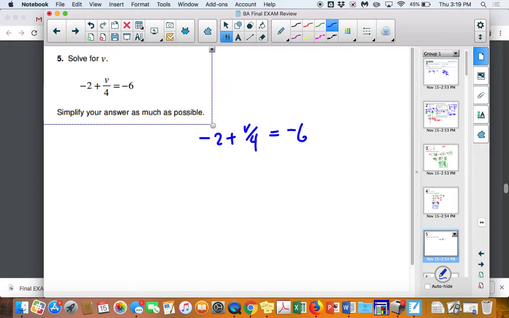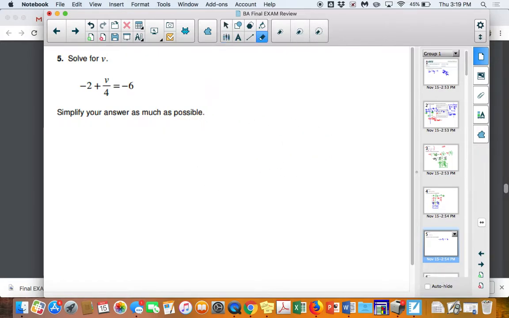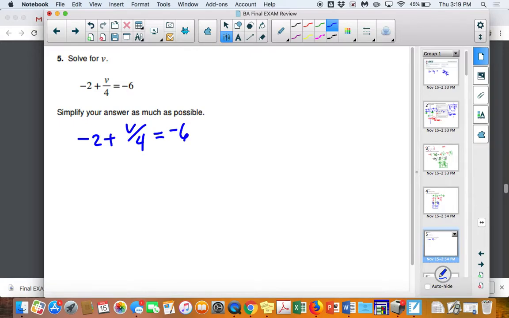You can just solve it as is, or if you wanted to, you could multiply the entire equation by 4 and get rid of fractions. I'll tell you what, let me scoot this over just a second. I'll rewrite that, and I'll work it both ways. And you can pick which way you want to do it. I think I've got time to do that.